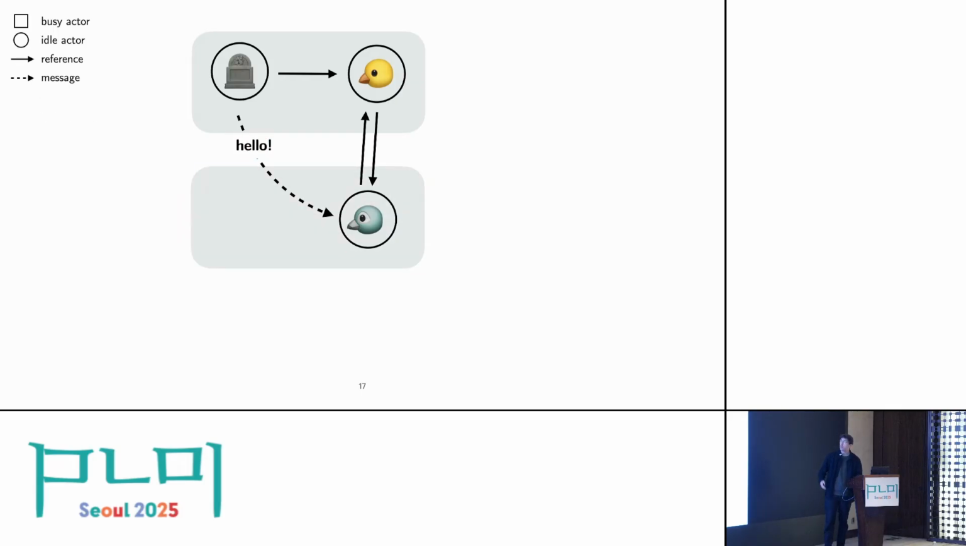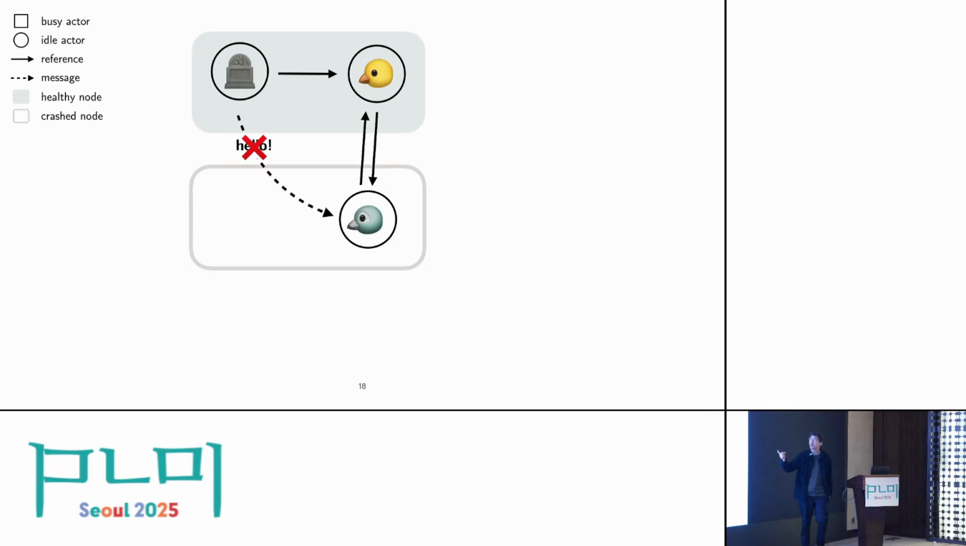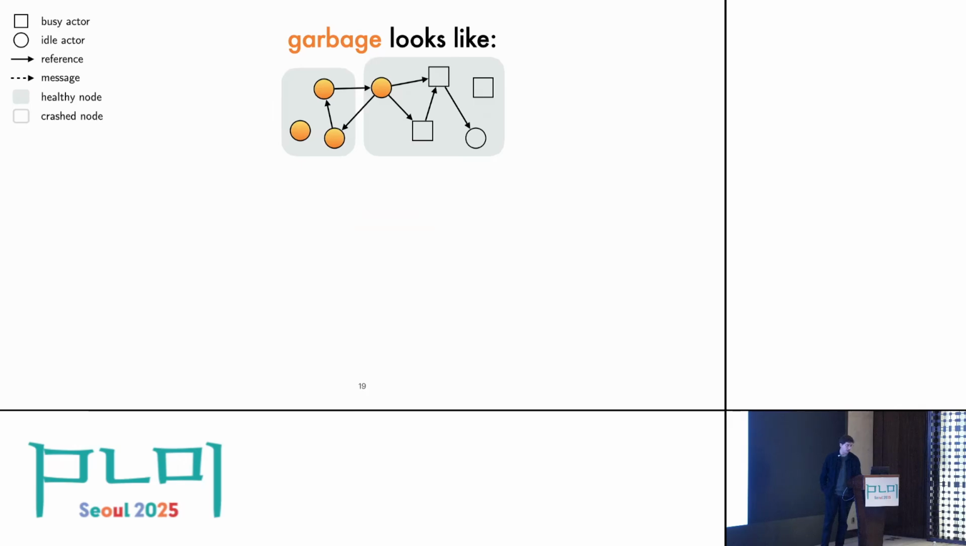But what if that message got dropped? Or what if maybe this node crashed? Interesting question. Well, now look, the yellow bird, it's idle, it's waiting for messages, but nobody could possibly send it a message. So now actually everybody's garbage. So these are the interesting kinds of problems that you have to deal with.